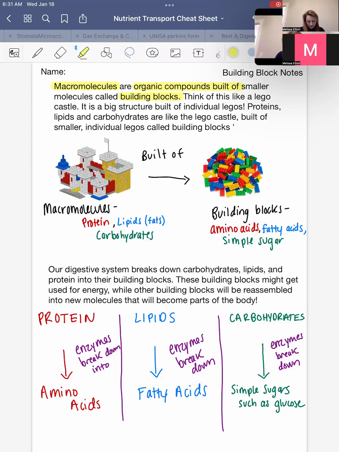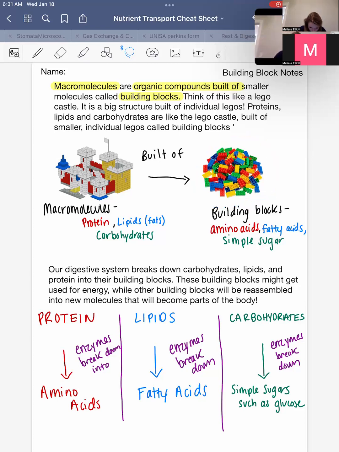So our digestive system breaks down carbohydrates, lipids, and protein into their building blocks, right? So our digestive system takes this big castle, right? That's in our food, and it's going to break it down into individual Legos, right? So that it can fit inside of our bloodstream and then travel to all of our cells and actually be able to fit through that cell membrane, right? Which is really, really tiny.